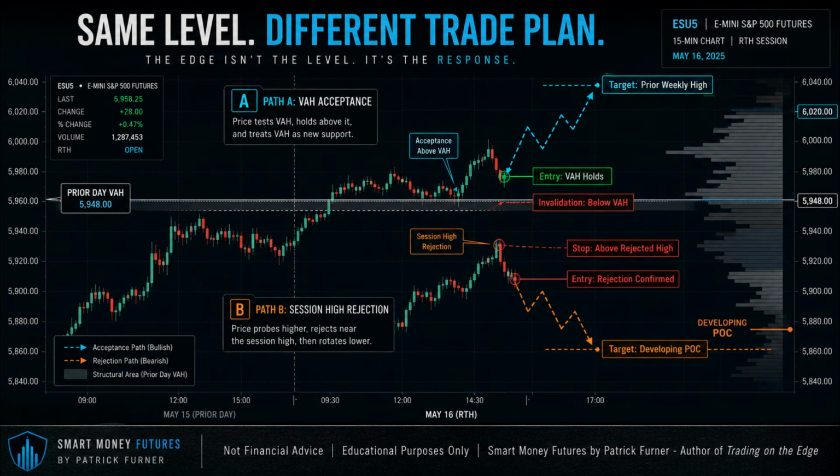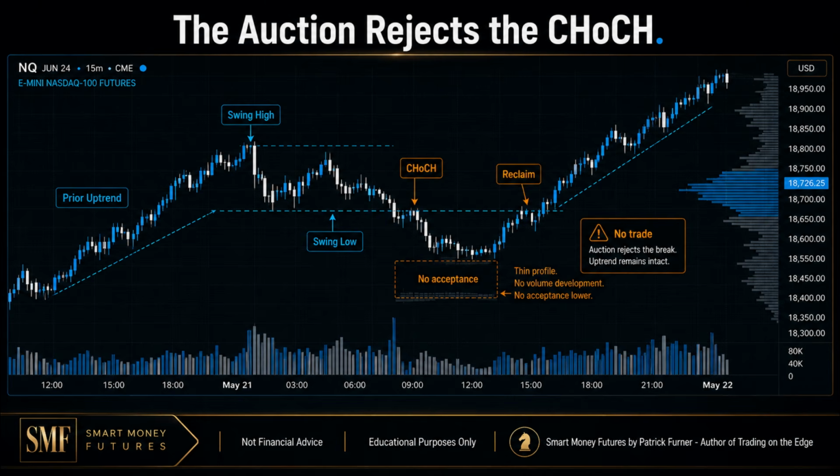That is how professional market structure reads actually work. Not pattern recognition, but auction reading. Confirmation before positioning. Structural logic defining every component of the trade. Okay, here's one more example, this time on NQ. The prior uptrend is intact. There have been multiple break of structure confirmations. Acceptance has been building at each new structural high.